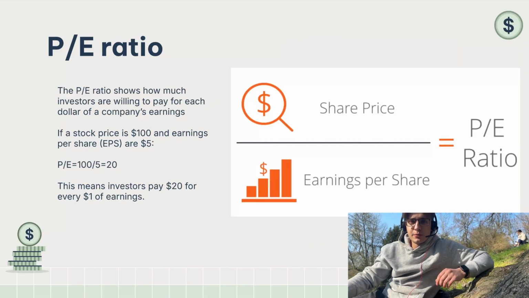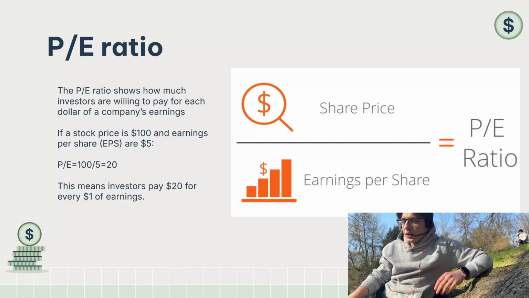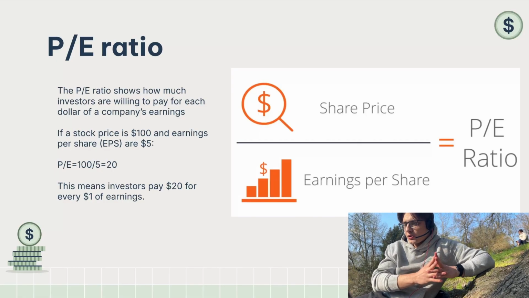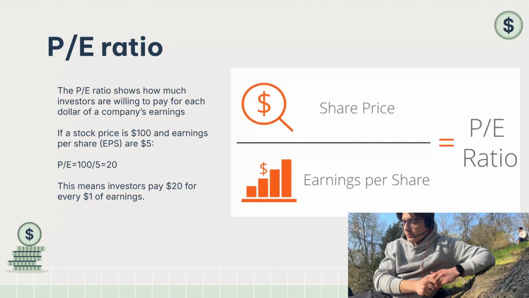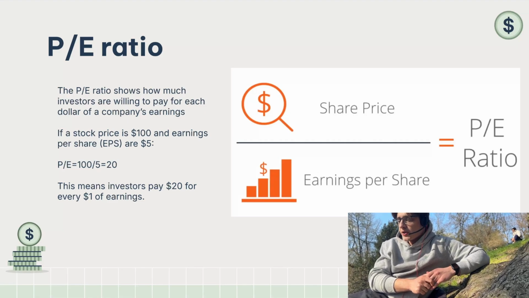Then I'm going to explain more deeply how to calculate P/E ratio. P/E stands for price to earnings ratio. It basically shows how much investors are willing to pay for each dollar of the company's earnings. And to calculate this, you can see a formula here on the screen. It's share price of the company divided by EPS, which stands for earnings per share.